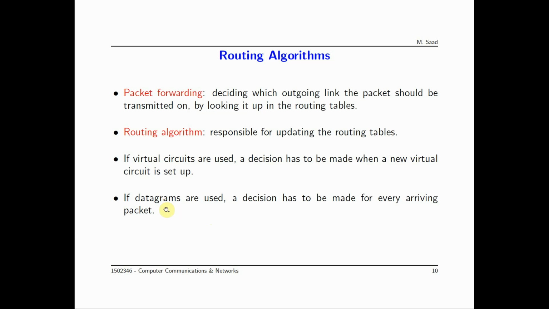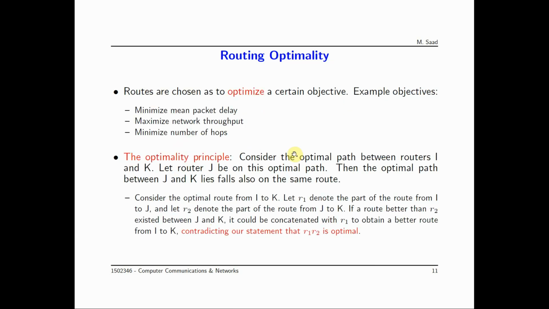However, in datagram networks, in connectionless services, different packets may take different paths. So forwarding decisions are basically made for each packet individually. And routing algorithms are applied periodically so that the routing tables are updated from time to time, typically every 30 seconds or so in the current internet.